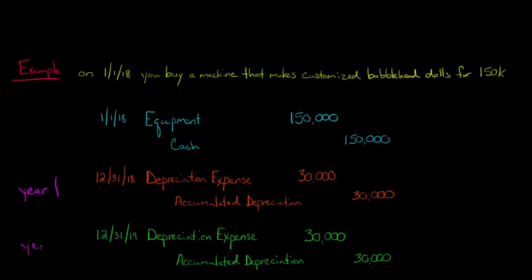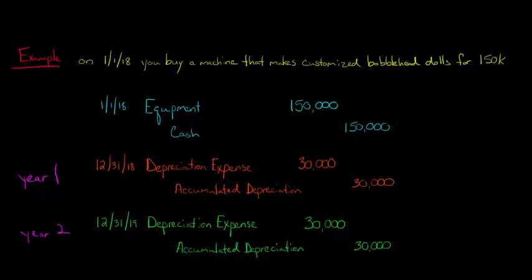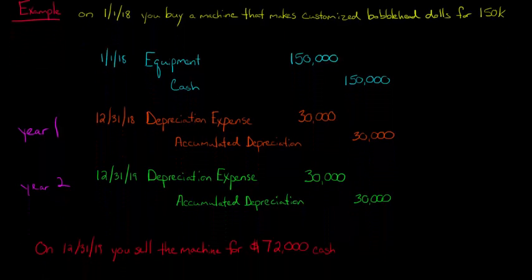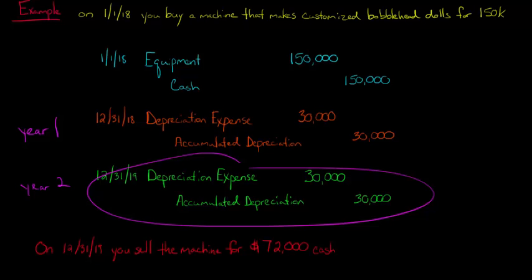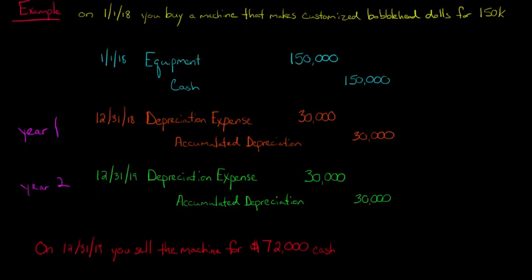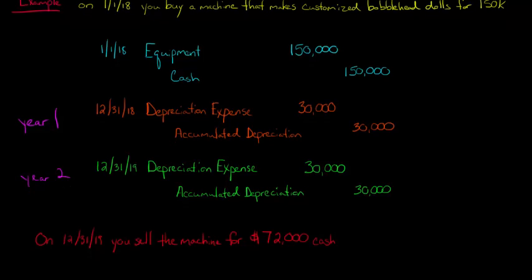and then we do that for year 2. Now, we are going to dispose of or sell this machine making bobblehead dolls. We're going to sell it at the end of year 2, so this is December 31st, 2019, right after we've made this journal entry. We decide we're going to sell this machine, and we have someone who's going to buy it for $72,000 cash. So now we have to figure out how to account for this. We're receiving some cash and we're getting rid of this machine.